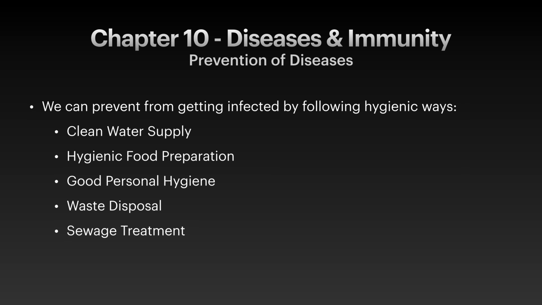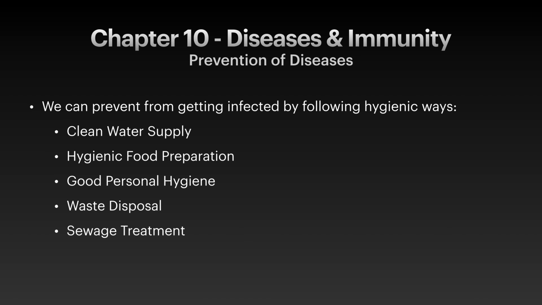Now let's explore how to prevent disease spread. Beyond individual body defenses, society implements measures to control disease spread. These public health interventions have saved millions of lives. First up, we have the clean water supply. Providing treated, uncontaminated drinking water prevents waterborne diseases like cholera and typhoid. Water treatment removes pathogens through filtration and chlorination.